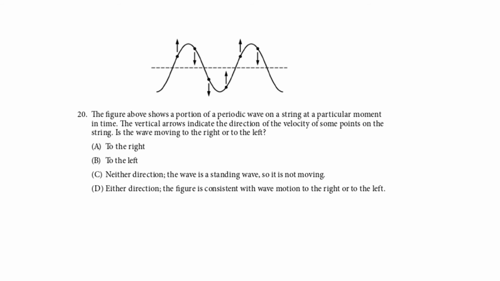The figure shows a portion of a periodic wave on a string at a particular moment. The vertical arrows indicate the direction of the velocity of some points. So these are velocities here. Is the wave moving left or right? Easy. So let's look here. This guy's going up. That means that it'll be the maximum point soon.